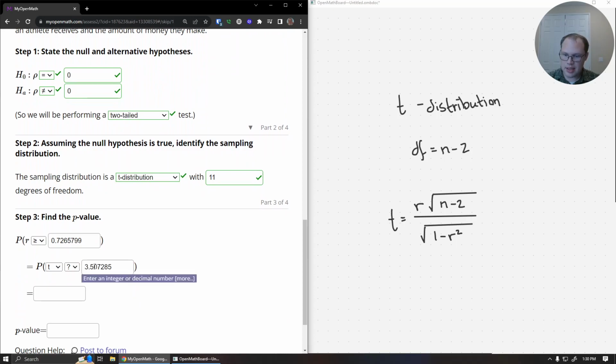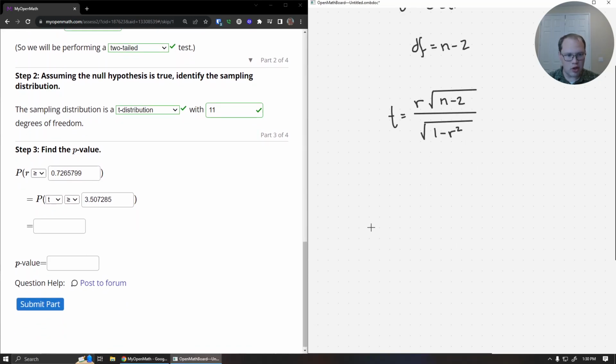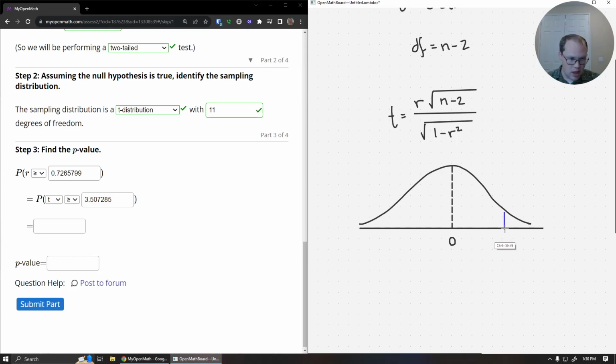So I'm going to plug that in here. I'm going to make sure my inequality symbol stays the same. What I'm looking for here, graphically, is, if here's my t-distribution, remember the mean of a t-distribution is 0. We have 3.507285. That's pretty far over here, way over here. And so I'm going to start by calculating the probability in the tail I'm nearest to.